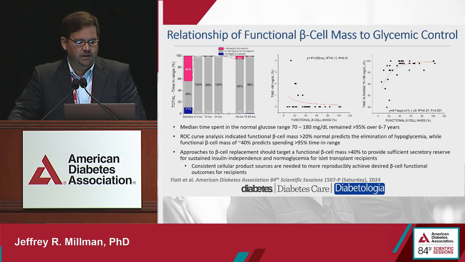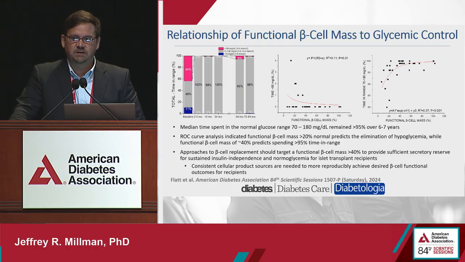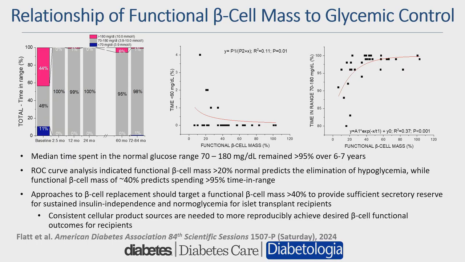Variation in beta cell mass also had a relationship with glycemic control in these patients. So overall, most of these patients were able to achieve 95% time in range for their blood sugar levels. And through this analysis, Dr. Rickels' team found that having at least 20% functional beta cell mass could predict the elimination of hypoglycemic events. And achieving at least 40% functional beta cell mass would be a good predictor of patients spending at least 95% of their time in range for their blood sugar levels. And so what this teaches us in the world of cell therapy is that we want to aim to achieve at least a minimum of 40% functional beta cell mass within patients in order to best ensure insulin independence, good time in range, and also avoidance of hypoglycemic events.